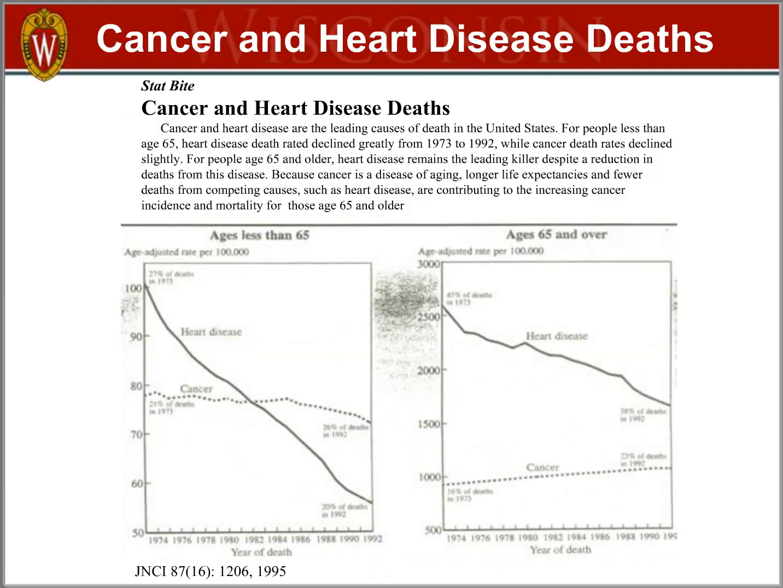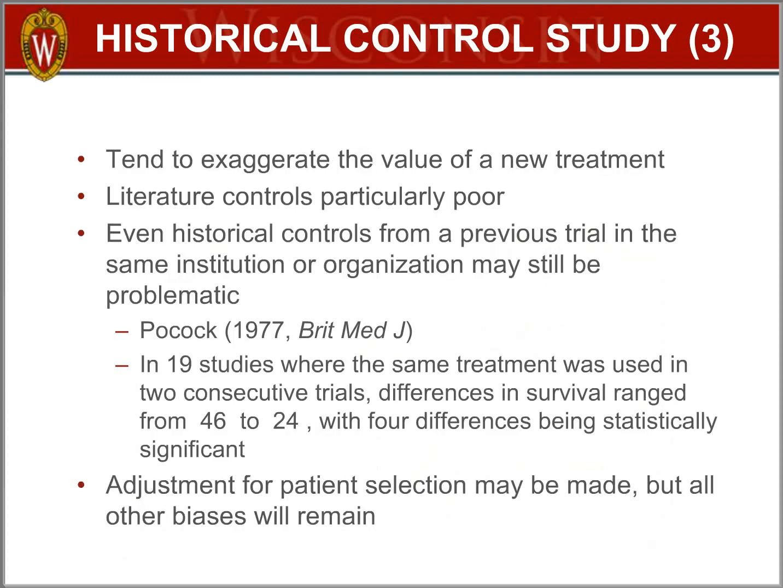This graph illustrates a little more clearly cancer and heart disease deaths. If you're less than 65, for example, you can see that the event rates are changing in heart disease dramatically. They're also changing for cancer mortality, although less dramatically. On the other hand, over 65, you see that heart disease also is declining, whereas cancer death rate is increasing. So the fact that background event rates are changing makes using historical controls to compare and evaluate new therapies problematic, because there's not a constancy that you can count on in background event rates. So the historical control studies tend to exaggerate the value of a new treatment.